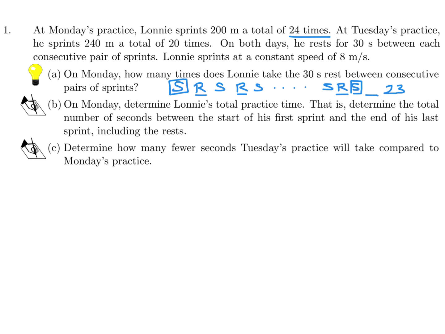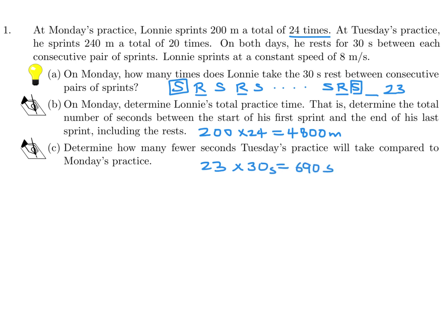On Monday, determine Lonnie's total practice time. That is, determine the total number of seconds between the start of his first sprint and the end of his last sprint. Okay, so 200 times 24 is the total distance of running. So that's 4,800 meters. And then we have 23 rests, and each is 30 seconds long. So that is 690 seconds.